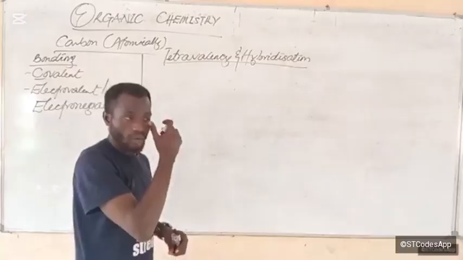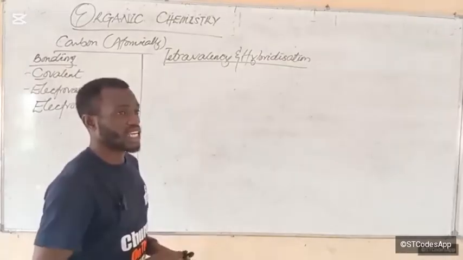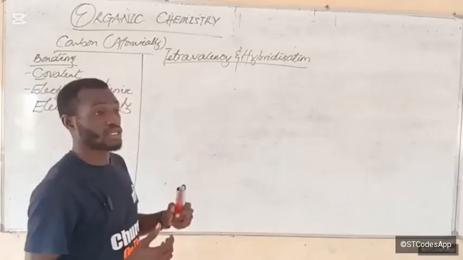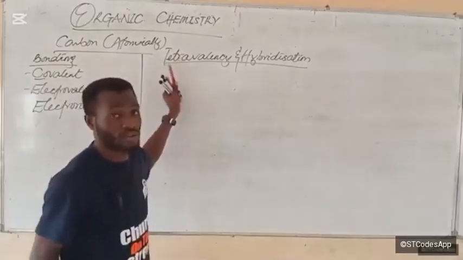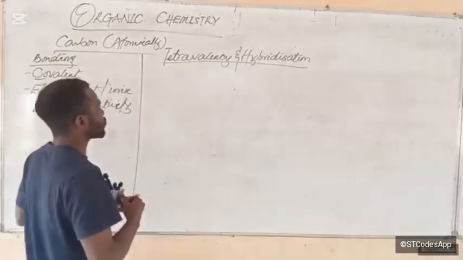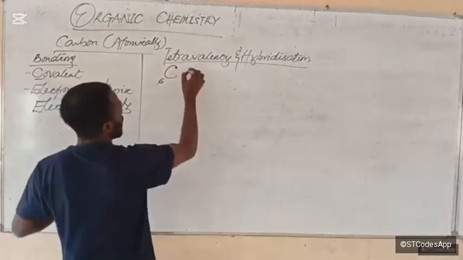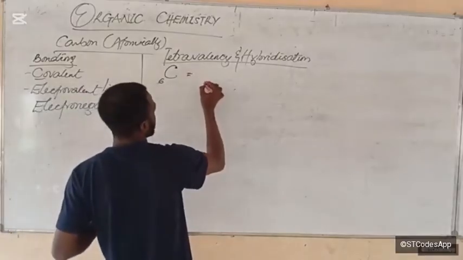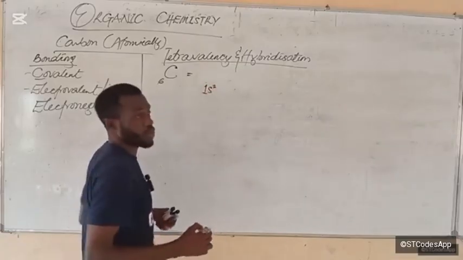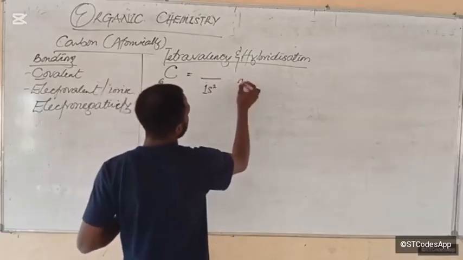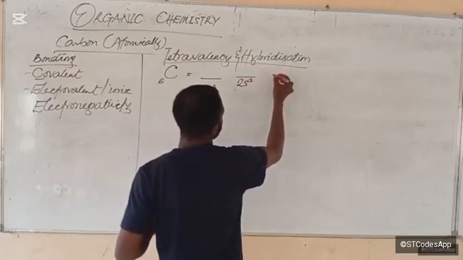So when you look at the orbital diagram of a carbon atom, it suggests that a carbon atom should actually be divalent. So why is carbon tetravalent? That's what we want to explain. Carbon has 6 electrons, which means it has 2 electrons in the 1s orbital, so the electron configuration will be 1s2, then 2s2, then 2p2.